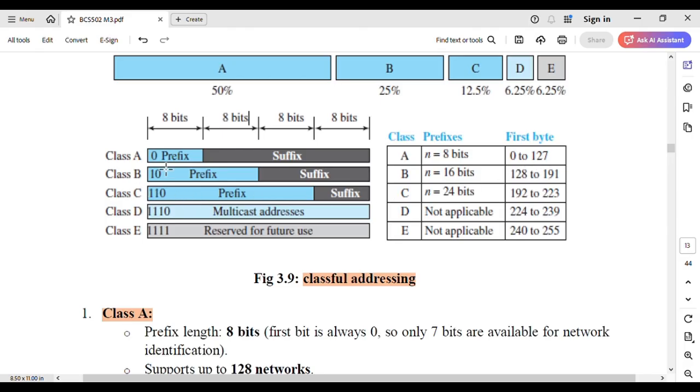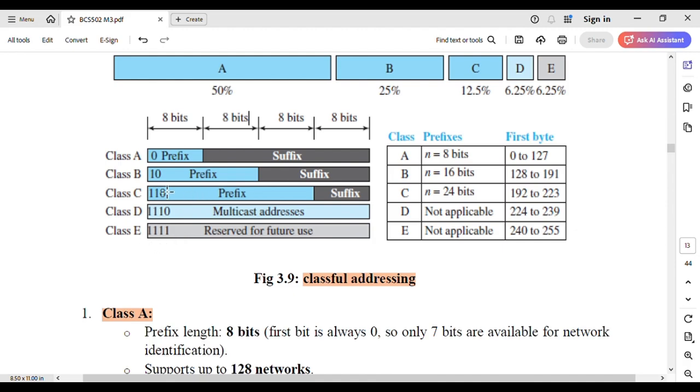Whenever the first bit is 0, that indicates class A. Similarly, if the first bits are 10, that indicates class B. If the first 3 bits are 110, that indicates class C, then 1110 indicates class D, and all ones represents class E.